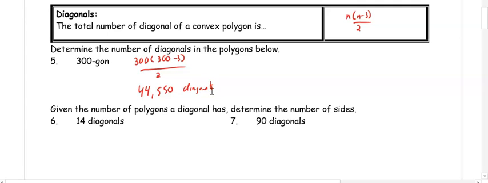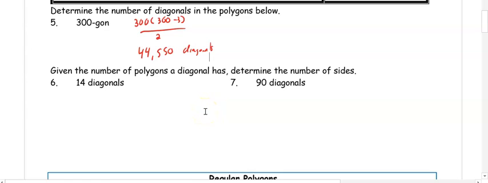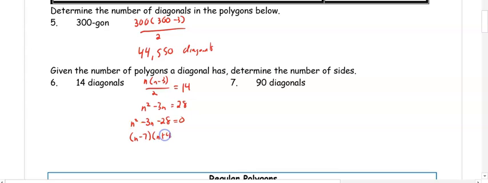If we're given the number of diagonals, we want to determine how many sides we have. With 14 diagonals, we have n times (n minus 3) over 2 equals 14. To get rid of the 2 in the bottom, we multiply both sides by 2. I'm also going to distribute the n, so n squared minus 3n equals 28. This is going to be a factoring problem. n squared minus 3n minus 28 equals 0. We need two numbers that multiply to negative 28 and add to negative 3. We have (n minus 7)(n plus 4) equals 0. So n is 7 and n is negative 4. We can't have a negative side length, so we just have 7 sides, which is a heptagon.